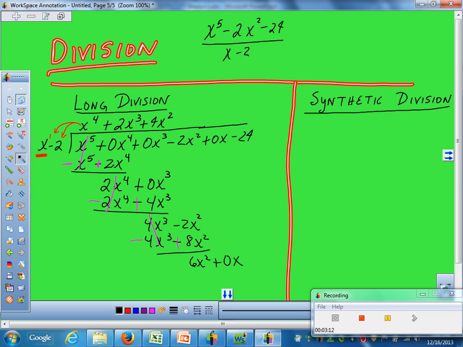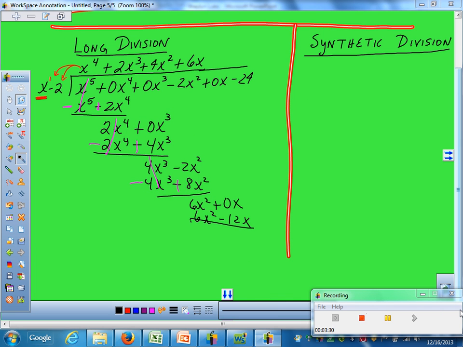What times x makes 6x squared? I'm getting worried because I wanted to do my synthetic. So 6x times everything out front: 6x squared minus 12x. And now what? Change your signs. Minus, plus. So you'd have 12x minus 24. Oh, good. Last time. What times x makes 12x?